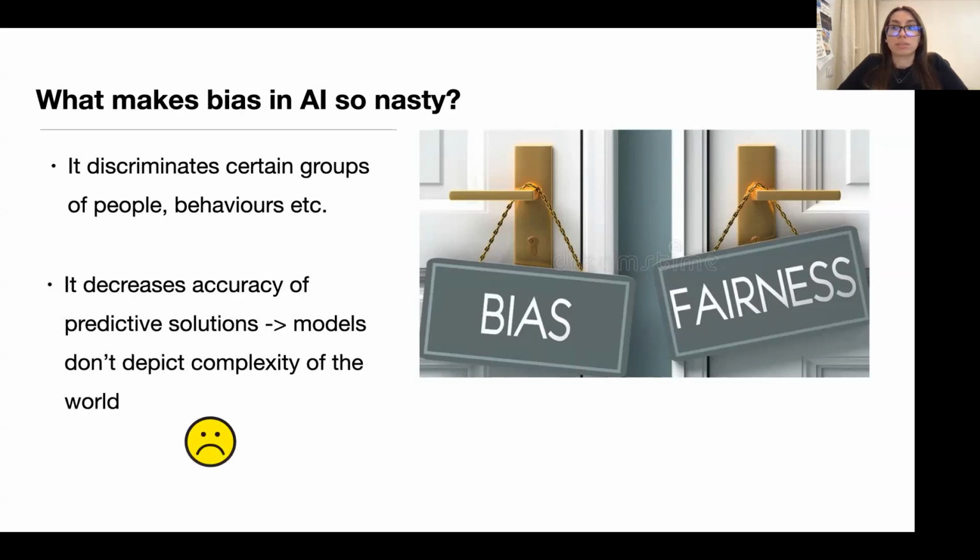It also decreases the accuracy of our solutions, because it doesn't depict the complexity of our world. It doesn't depict the different behaviors of different groups of people. So it may seem at some point that those solutions are accurate enough on the data set that we use, but they might not be that accurate in the real world.